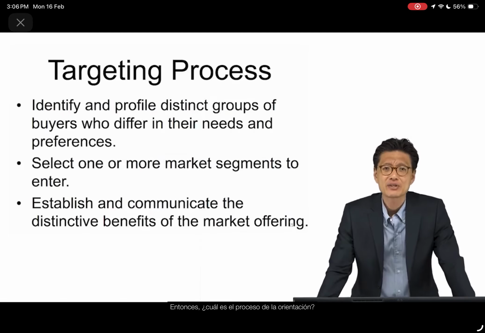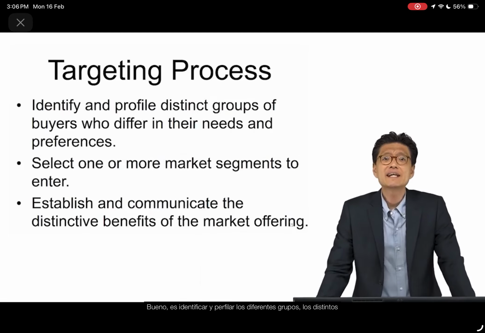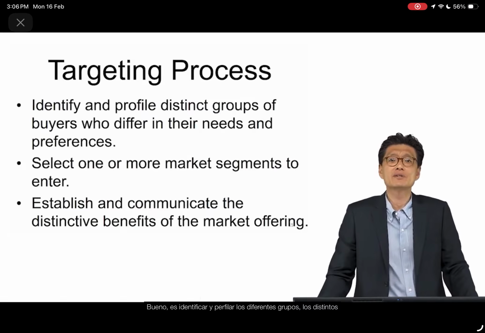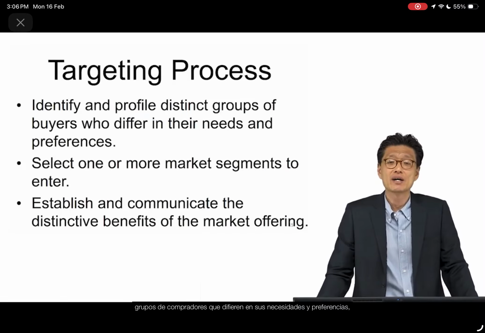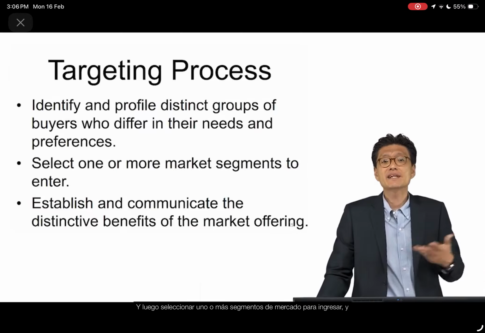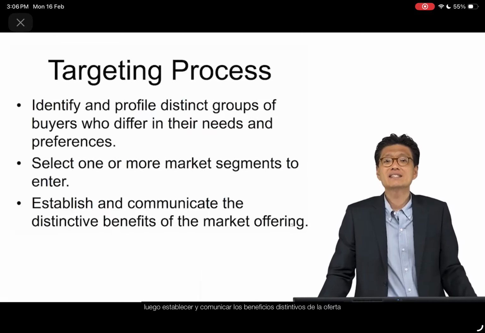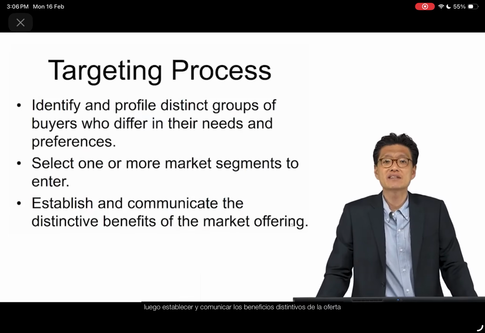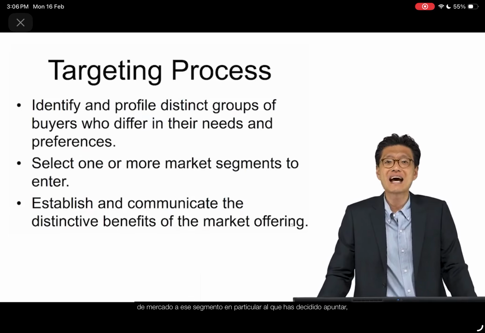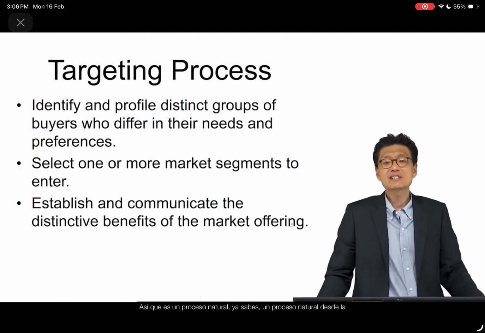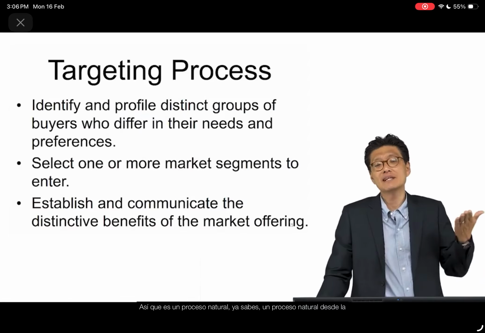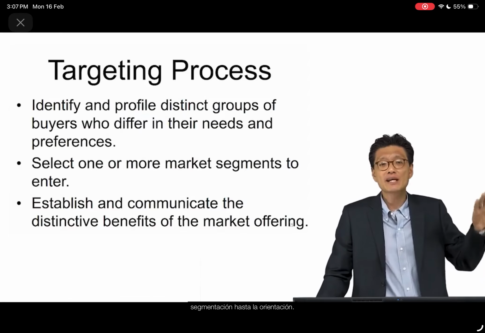So, what is the process of targeting? Well, it's to identify and profile the distinct groups of buyers who differ in their needs and preferences, and then select one or more market segments to enter. And then establish and communicate the distinctive benefits of the market offering to that particular segment that you've decided to target. So it's a natural process from segmentation to targeting.